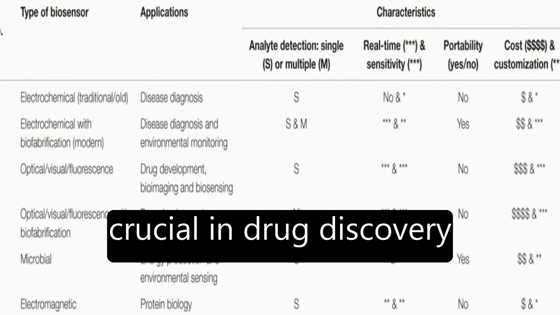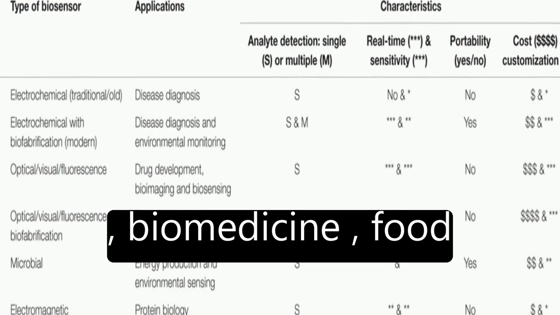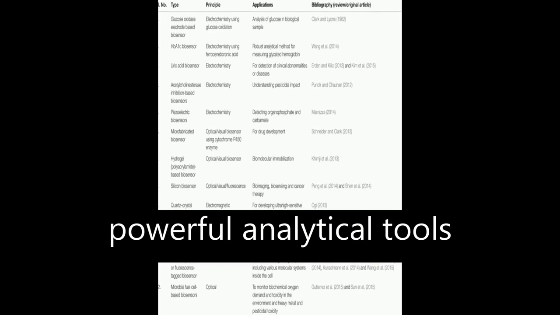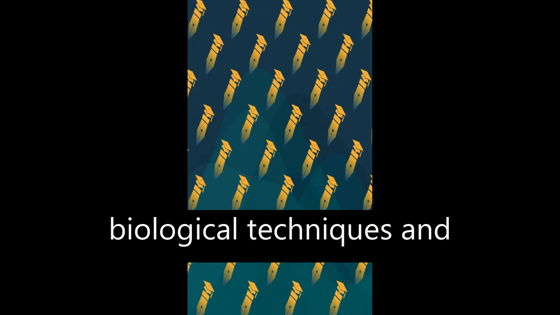Biosensors have become crucial in drug discovery, biomedicine, food safety standards, defense, security, and environmental monitoring due to their ability to provide precise and powerful analytical tools, using biological sensing elements as biosensors. Recent advances in biological techniques and instrumentation involving fluorescence tags to nanomaterials have increased the sensitive limit of biosensors.